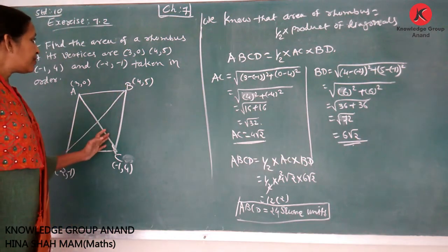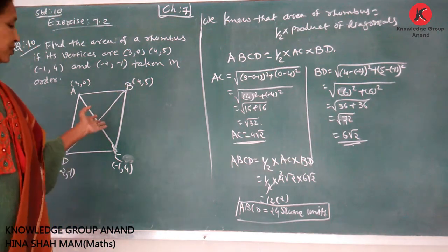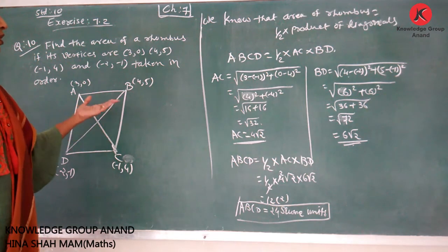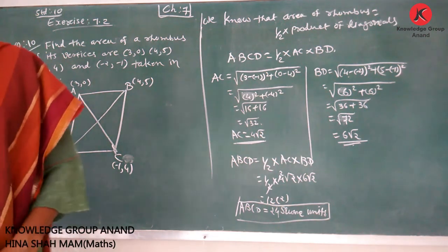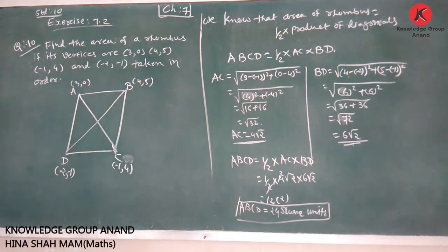Area of rhombus, to find area of rhombus is equal to 1/2 into product of diagonals. Find diagonals by its distance formula. Using distance formula, here we completed our revised syllabus of chapter 7.